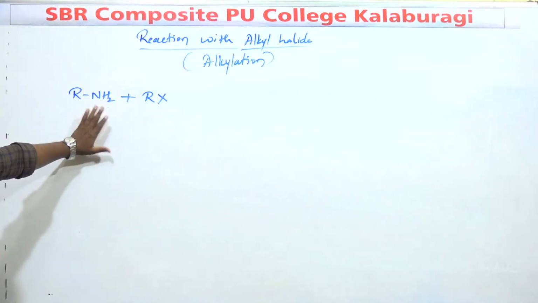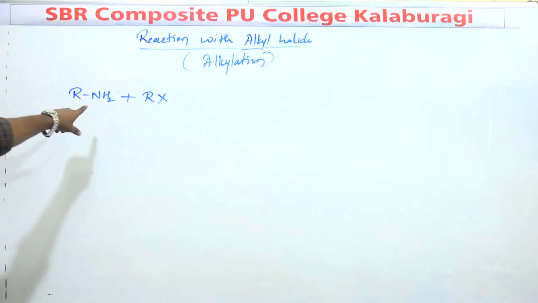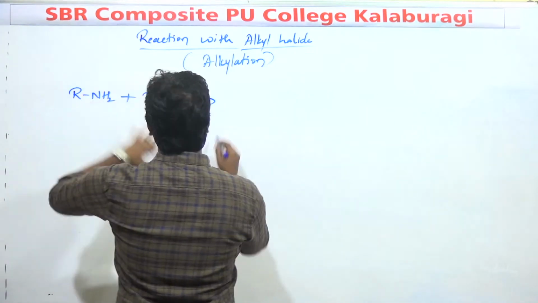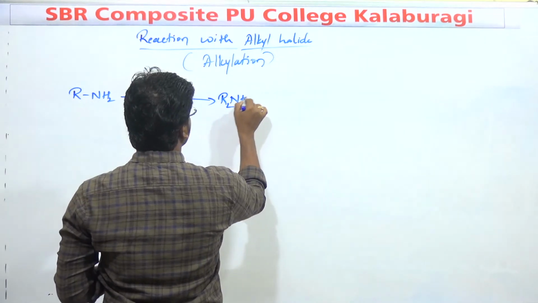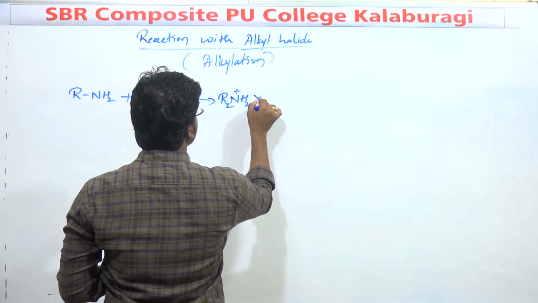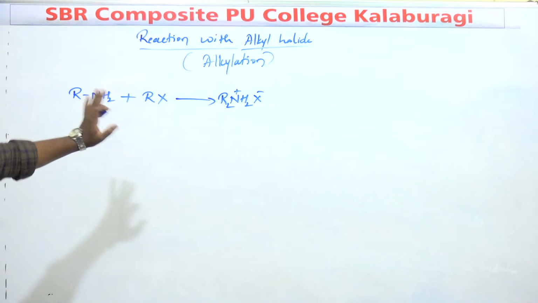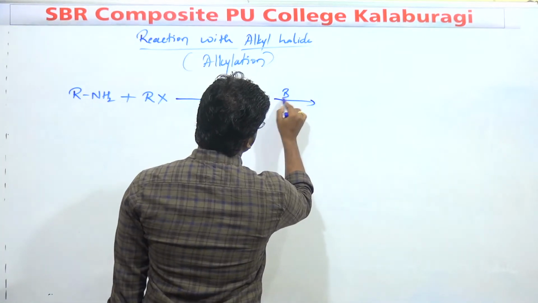This one. I am having a primary amine. Primary amine is made to react with alkyl halide. RX will become R2NH2+ X-. Clear? To this one I will add a base.